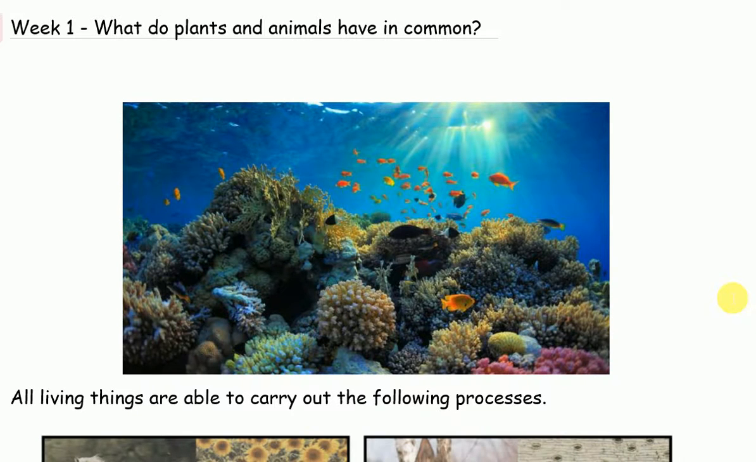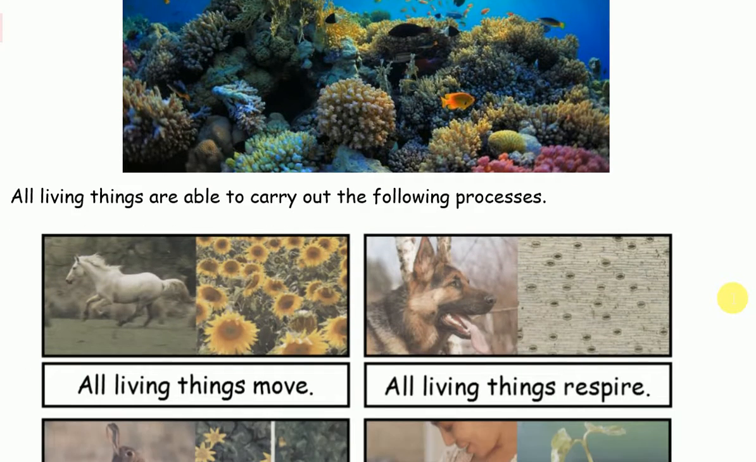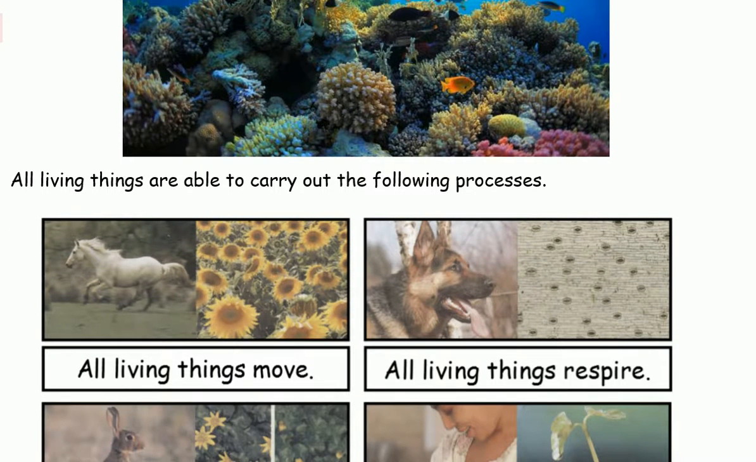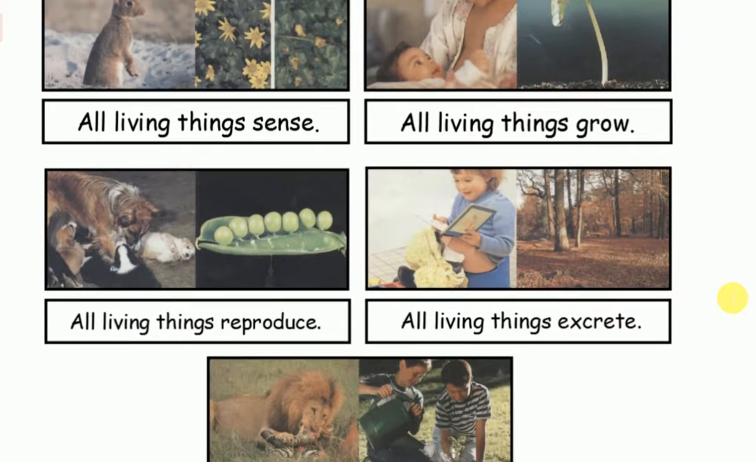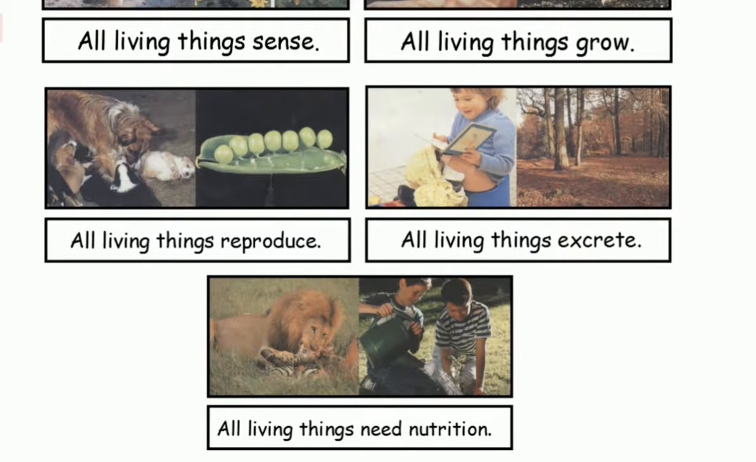Week 1. What do plants and animals have in common? All living things are able to carry out the following processes. All living things move. All living things respire. All living things sense. All living things grow. All living things reproduce. All living things excrete. All living things need nutrition.